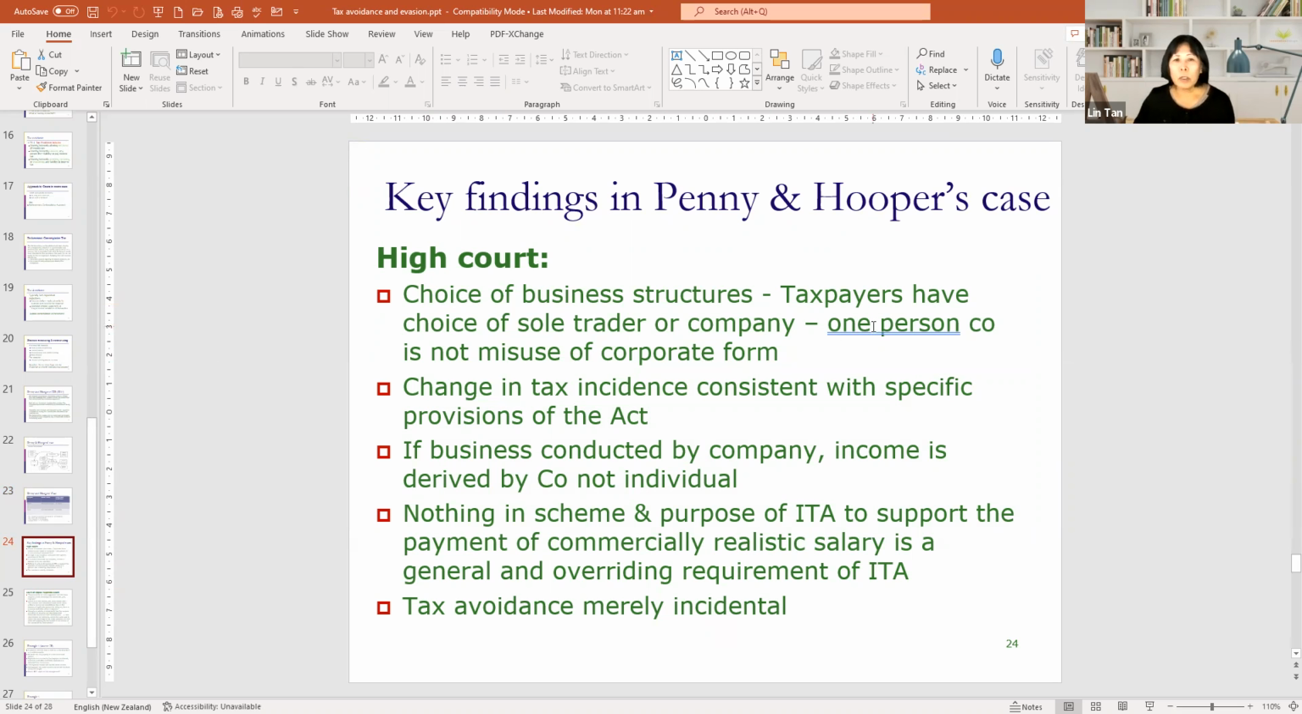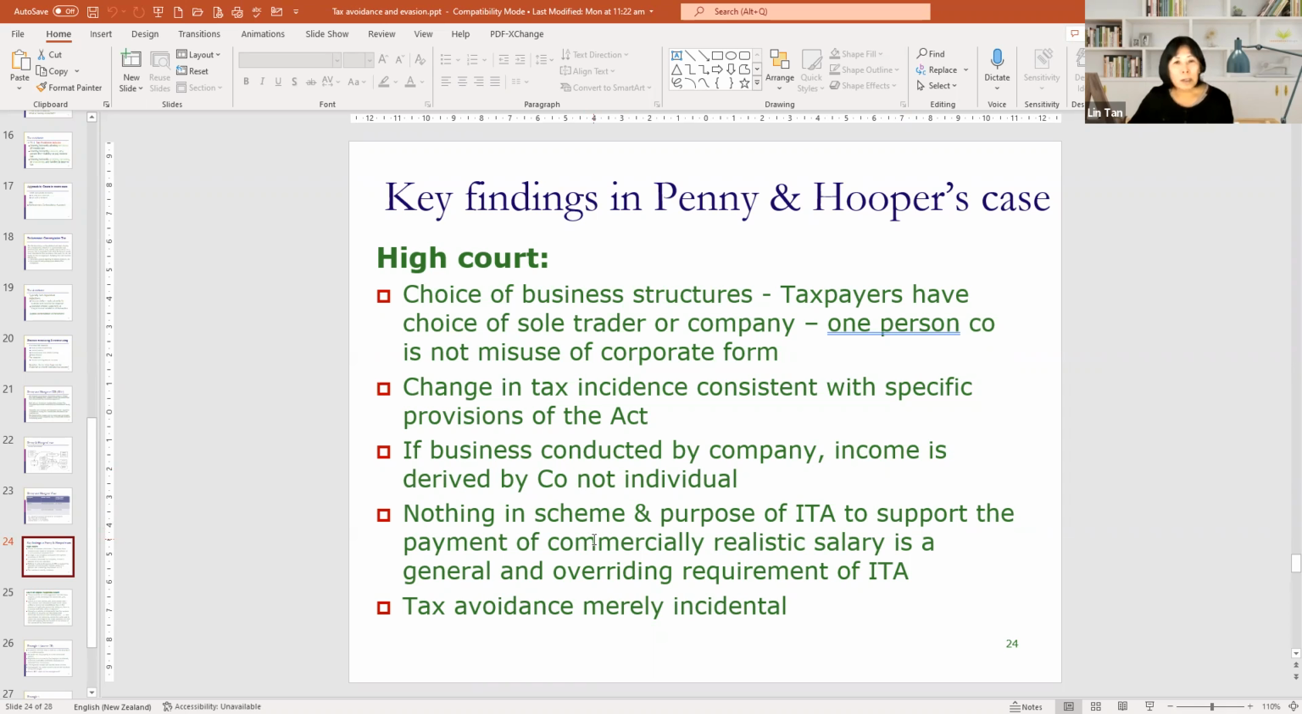And even though you only have one shareholder in the company, it is not a misuse of corporate structure, because by law, they're allowed to have one shareholder in the company. That's fine. And it says that there is a change in the tax incidence from the sole trader to the company. And the judge says this is consistent with the Act. The Act provides that if it is the company now deriving the income, it will be the company paying the tax, right? Which is at 28%, and that is provided by the Act. And if the business is conducted by the company, the income is derived by the company and not the individual.